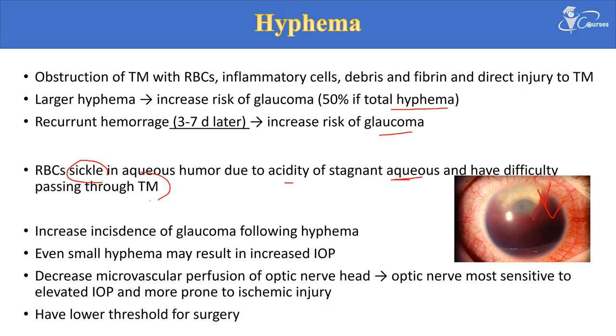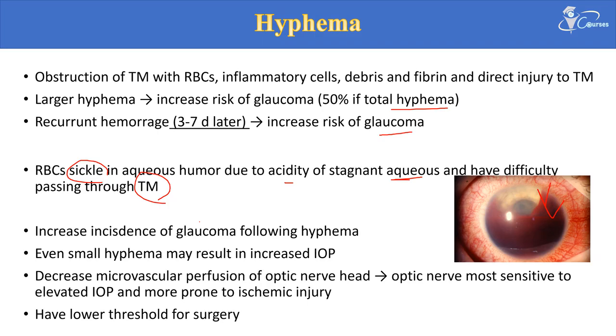So you see, the acidity is very important. That will result in blocking of the trabecular meshwork, and there will be increasing incidence of glaucoma following hyphema, as I mentioned. Small hyphema may result in increased intraocular pressure, and the decreased microvascular perfusion of the optic nerve head will make the optic nerve most sensitive to the elevated intraocular pressure.